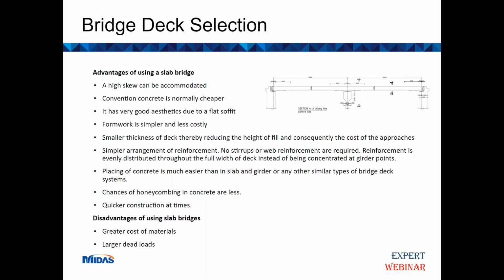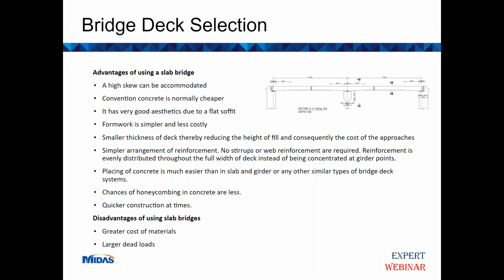You don't need stirrups. Reinforcement is evenly distributed, so you don't have reinforcement that needs expertise to mold, to bend. So the reinforcement is simpler to place. Placing of concrete is also much easier because you have just a thickness of 800 to place your concrete. Chances of honeycombing are way less because you don't have a lot of reinforcement concentrated in regions. Then there is quicker construction time.